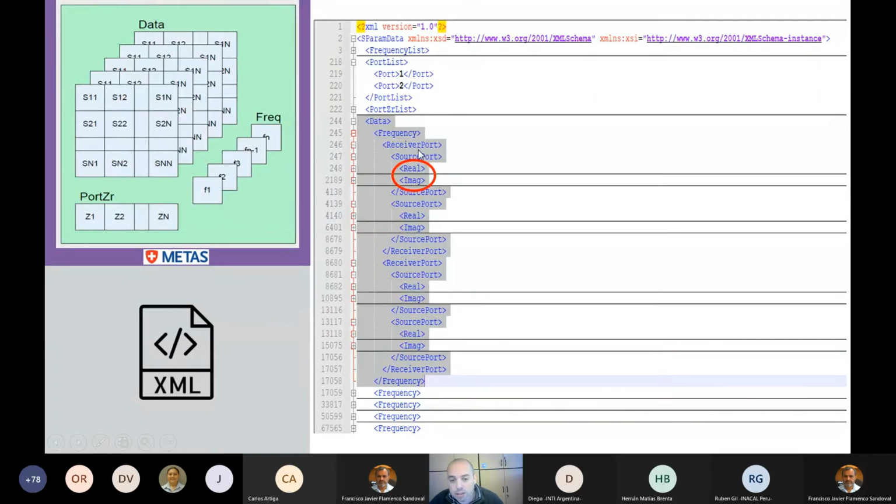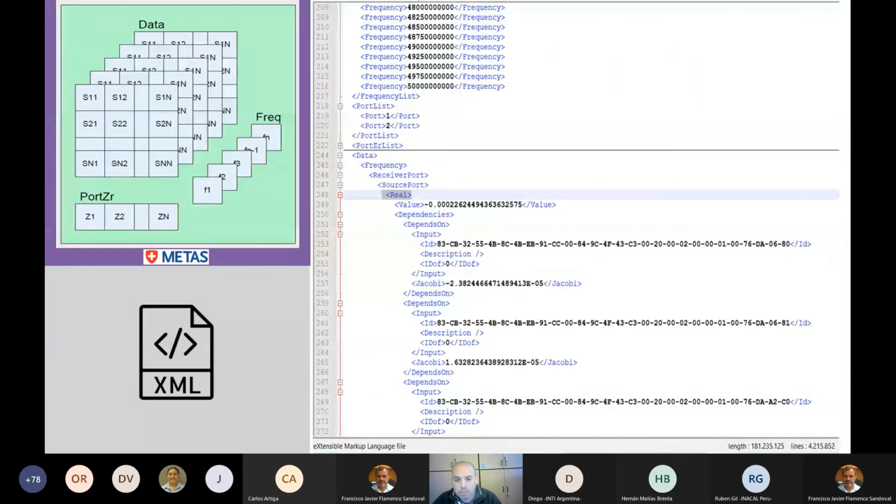for each frequency. Okay, this is how an XML file looks. This is generated automatically. You see that between the frequency tags you see the real and imaginary part. There are 4 pairs of that. I don't know if my mouse is like this. 1, 2, 3, and 4, because this is an XML file, for example, for the bandpass filter we've seen before. If we expand the real tag, we see the measurement value and different dependencies. When it says depends on, you have the dependency and its corresponding partial derivative, each Jacobian.